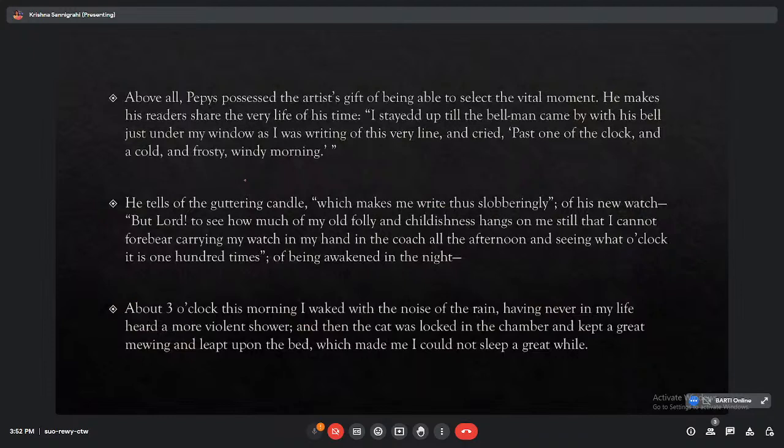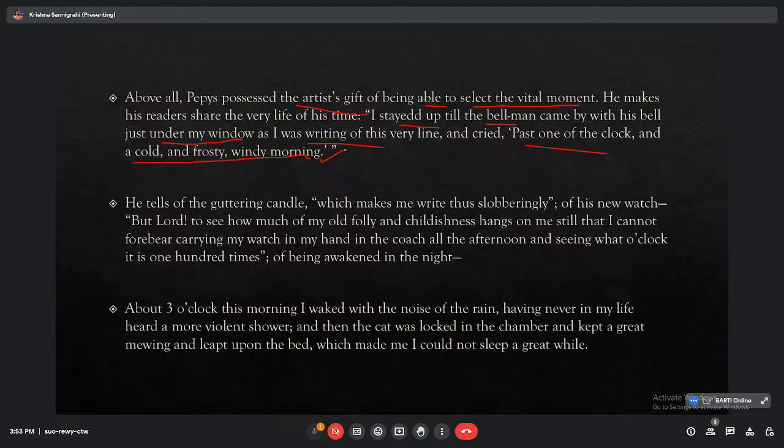So, above all, Pepys possessed, that is, he had what? The artist's gift of being able to select the vital moment. So he makes his readers share the very life of his time. So, I stayed up till the bellman came by with his bell just under my window as I was writing of this very line and cried, past one of the clock and a cold and frosty windy morning. So what did he cry? He cried past one of the clock and a cold and frosty, windy morning.